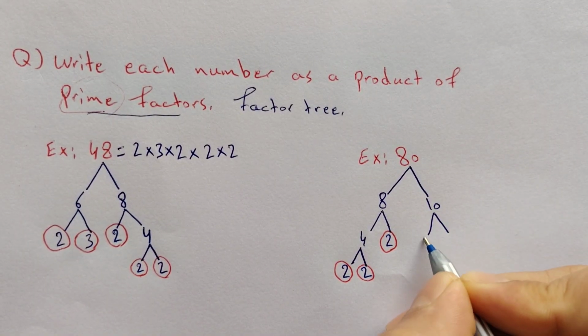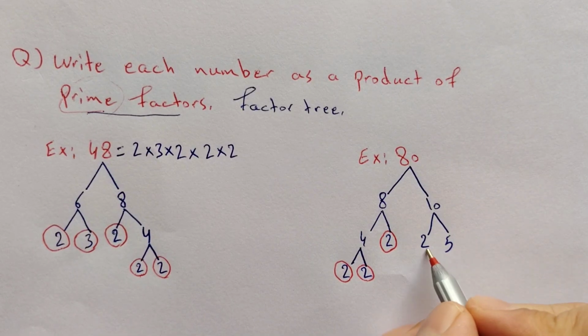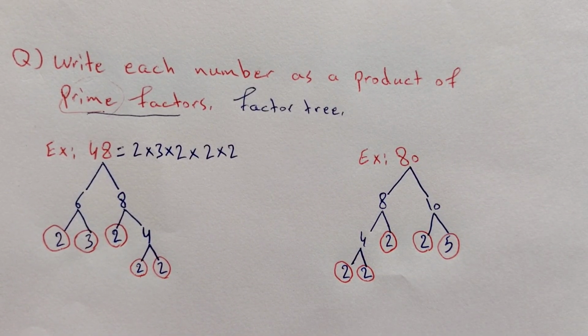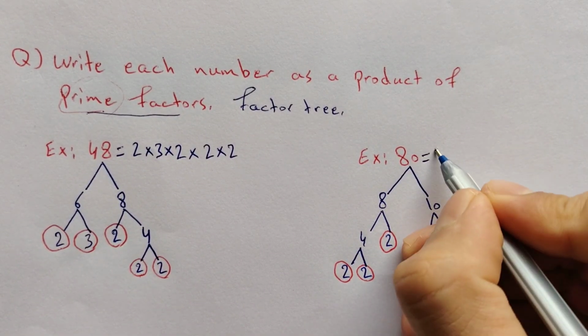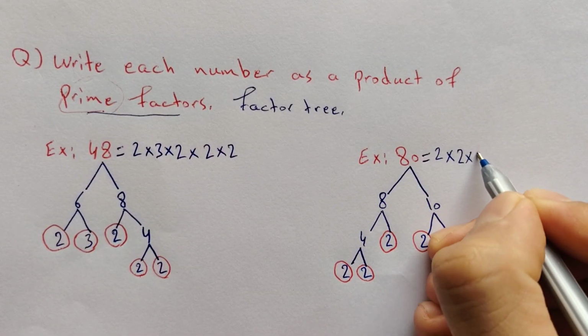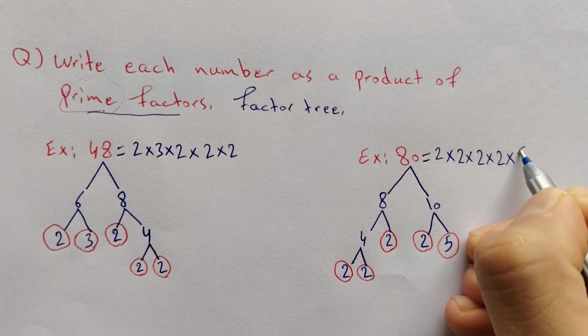10, the easiest multiplication is 2 times 5. Okay, 2 is a prime, 5 is also prime. Since all of them are prime, we say 80 is equal to 2 times 2, then times 2 times 2 times 5.